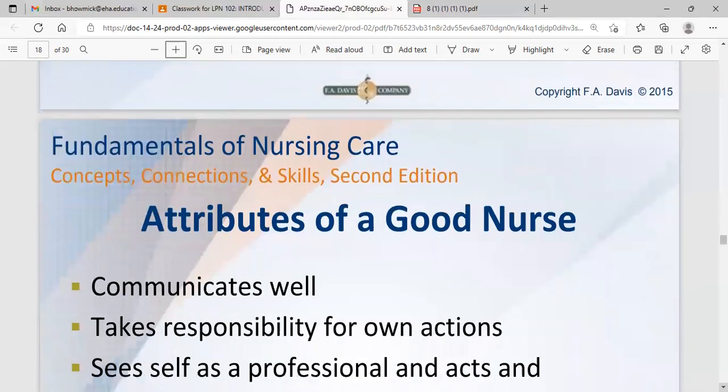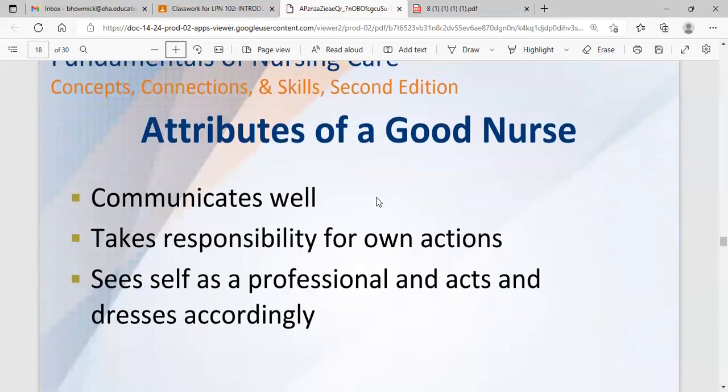And next to go here, the attributes of a good nurse. So how can we be a good nurse, right? What are the criteria I need? So what makes someone a good nurse, basically? Okay. So a good nurse must communicate well, take responsibility for own actions, and also look at self as a professional and act and dress accordingly.